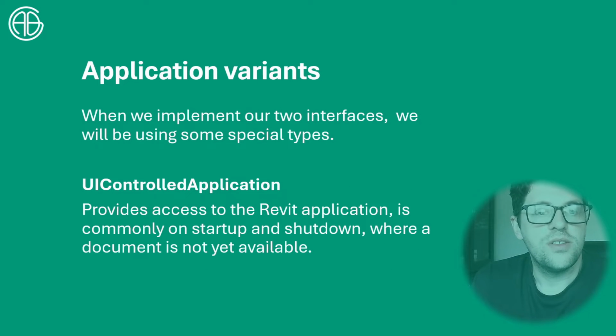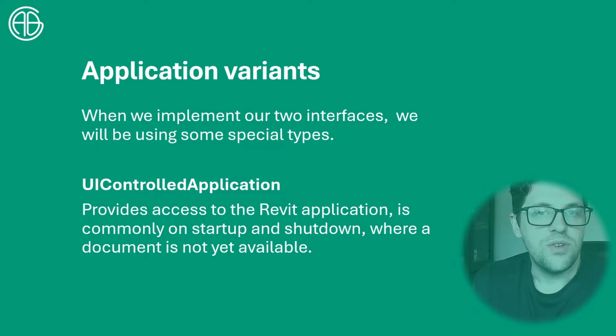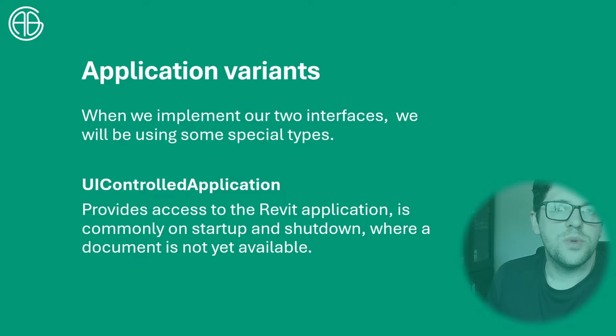We're going to be using some variants of applications and documents throughout our add-in, so I'm very quickly just going to show you all of them that we'll be using. The first one is the UI controlled application class. This gives us access to the Revit application, specifically when it's starting up and shutting down, when there's not a lot of other things available to us, which will let us at least construct our ribbon before we've actually started Revit properly and started working in documents.